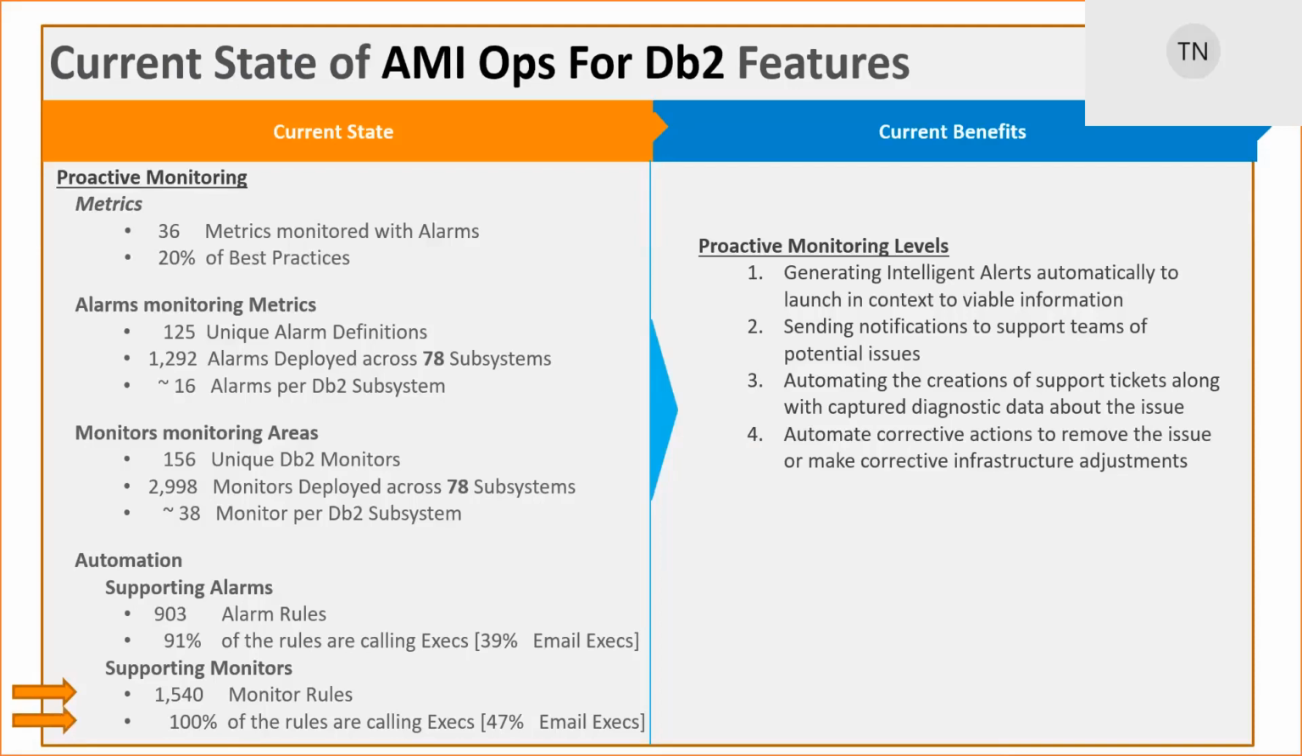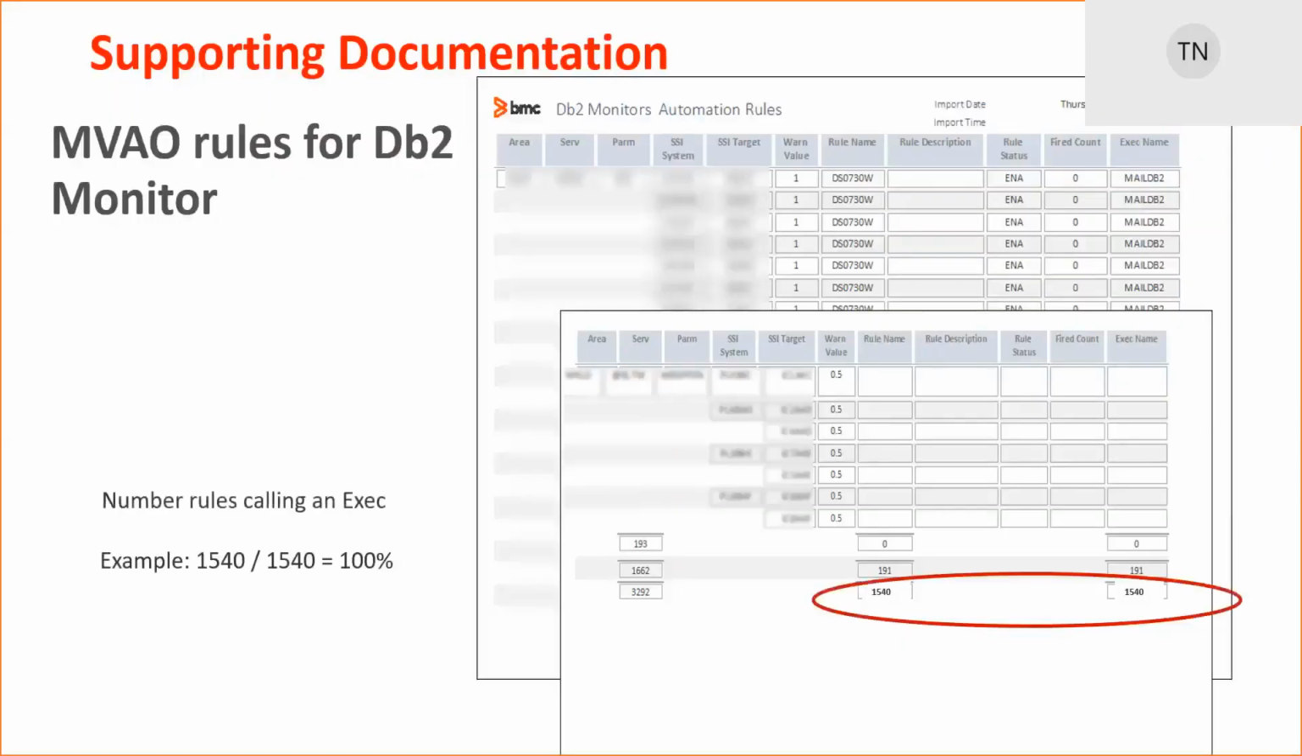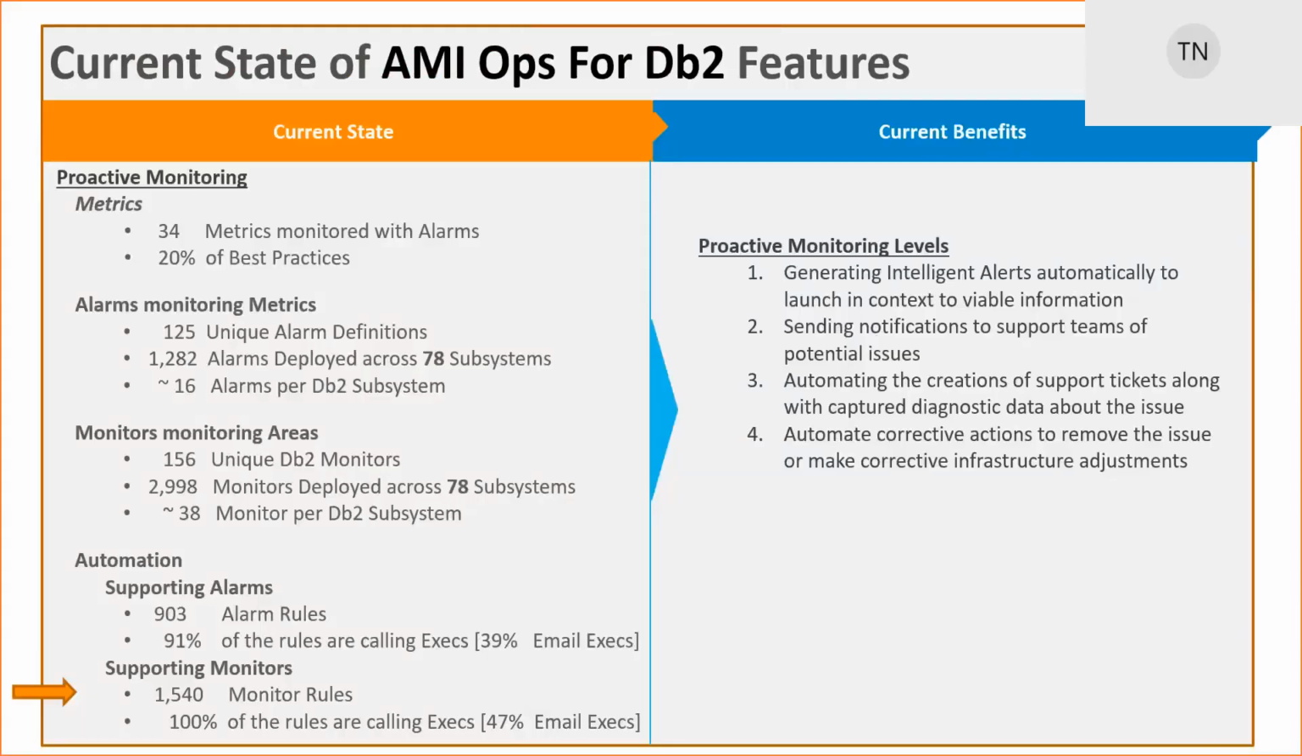So what automation is supporting all of these monitors we just saw? Here is the supporting AIR report for that, and I want to be cognizant of my time, so I'm just going to move on to the very last thing. This question is, how many of these monitor rules are calling email execs? So we saw the alarms, these are the monitors, and the answer is 47%. And just like before, we could improve this situation by showing them how to call email directly from a rule.